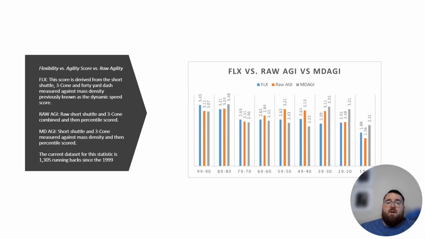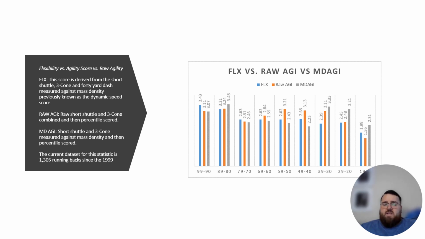And then the last part is with flexibility scores versus raw scores versus mass density agility. So the one thing that kind of makes me a little bit different than most is I do something called the dynamic speed score or flexibility score. This is something I did not create. This is something that I borrowed from people that were doing it back in the day, probably about 10 years ago. They wanted to see, okay, what's the dynamic speed? So it's not just about being fast. How shifty are you? Guys that are fast and flexible and have great short shuttle, three cone, how do those guys perform?